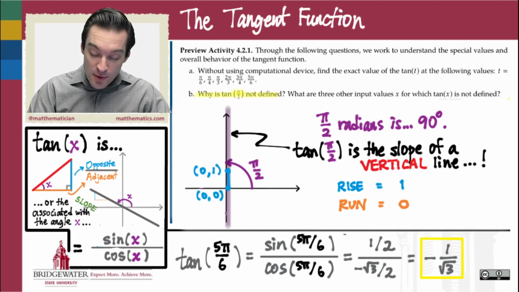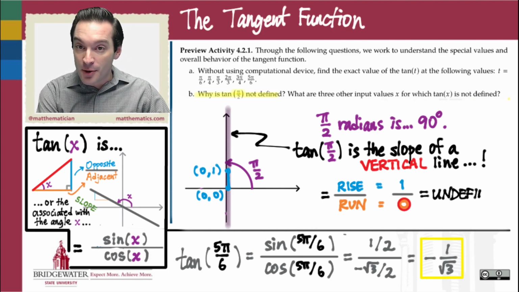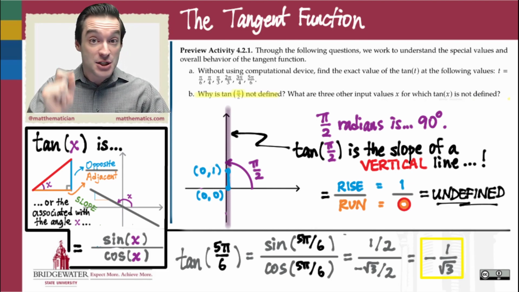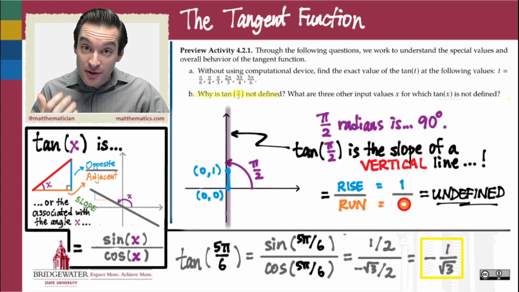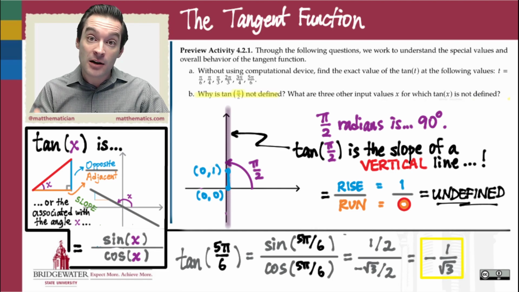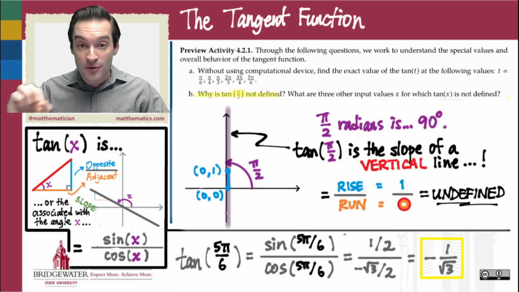So when I try to compute the slope, I'm going to be dividing 1 by 0, and dividing by 0 is the one thing that we cannot do in real number arithmetic. So the tangent of pi over 2 is not defined because the line that makes a pi over 2 radian angle with the positive x-axis is a vertical line, and vertical lines have undefined slopes.